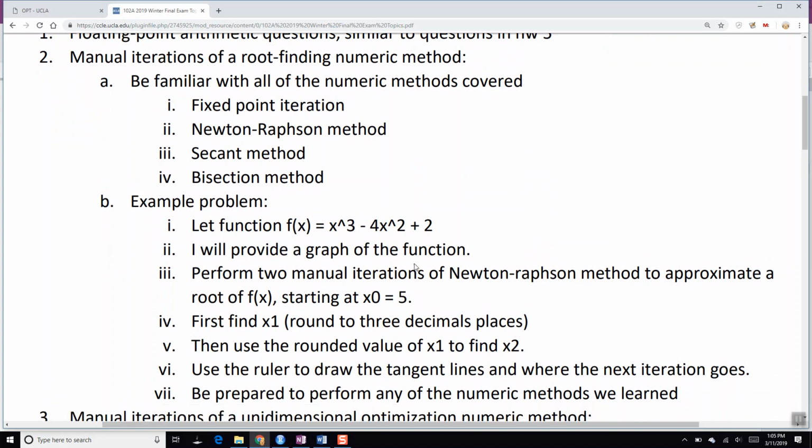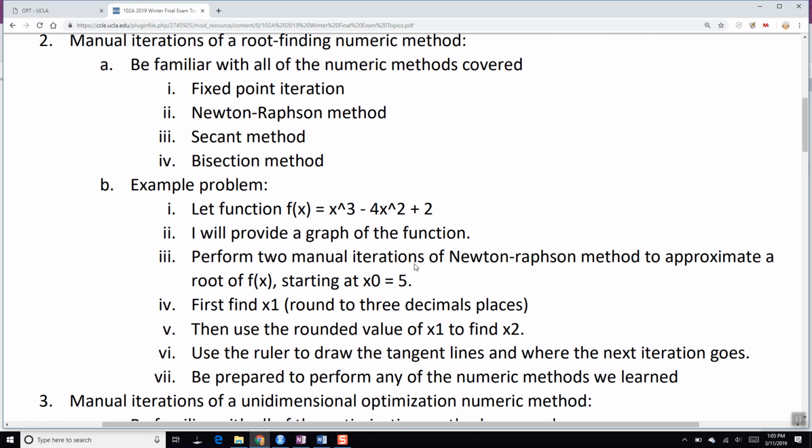And so, just an example problem. I say here's a function, f of x is x cubed minus 4x squared plus 2. And then I provide a graph of the function. And I'll say use some kind of method. So in this example, I say perform 2 manual iterations of Newton-Raphson method to approximate a root of f of x starting at x0 equals 5.